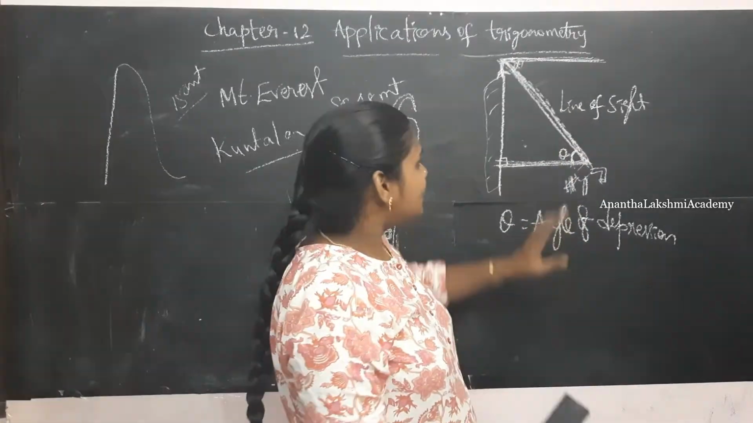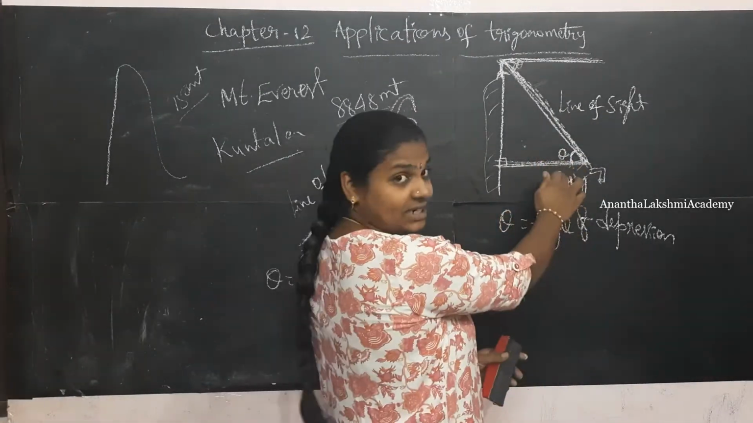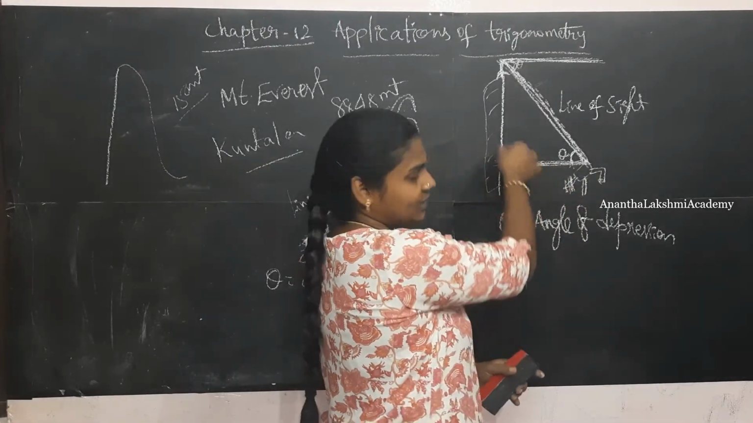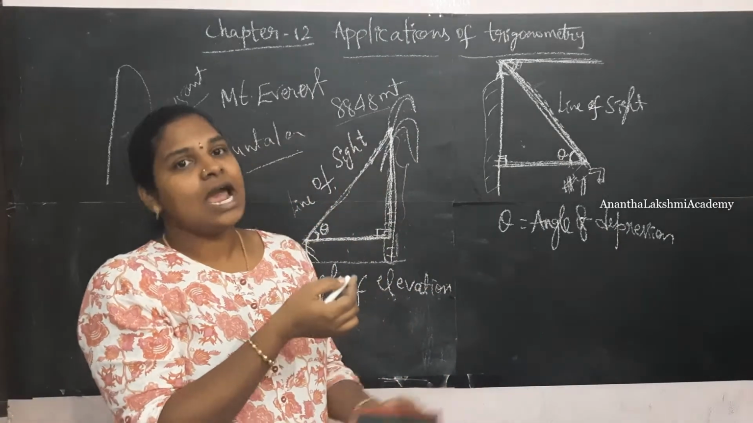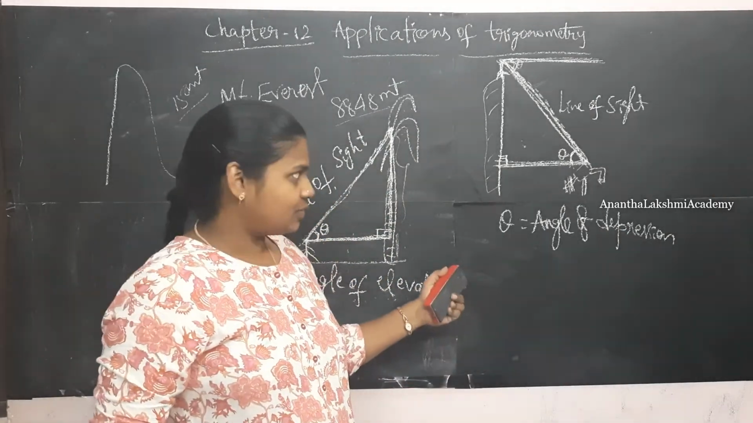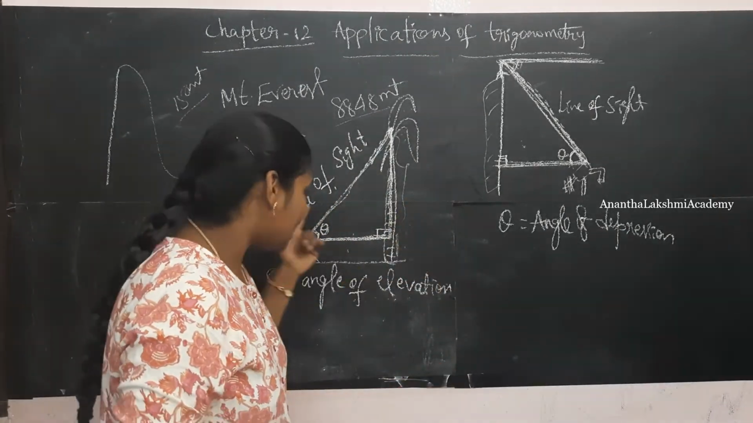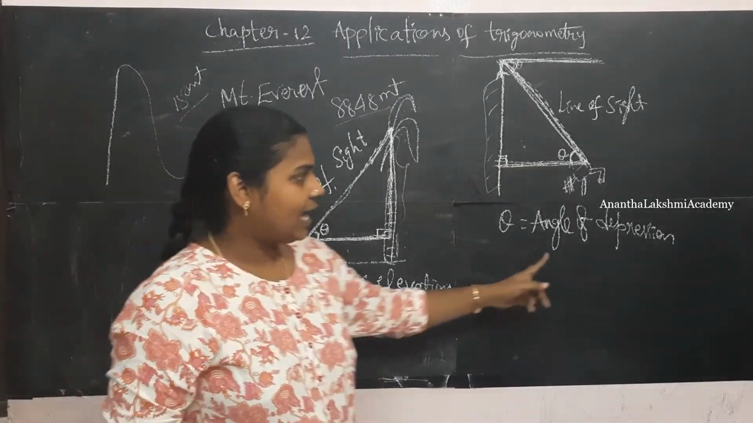Alright, so once you have an angle theta, the angle of depression, and a right angle, we have a right angle triangle, and hence we could use the trigonometric ratios and figure out the heights, right? That's what. So we have learned line of sight, angle of elevation, angle of depression.